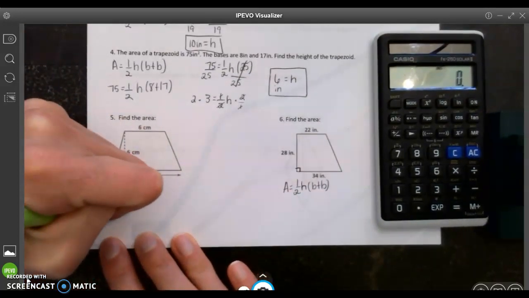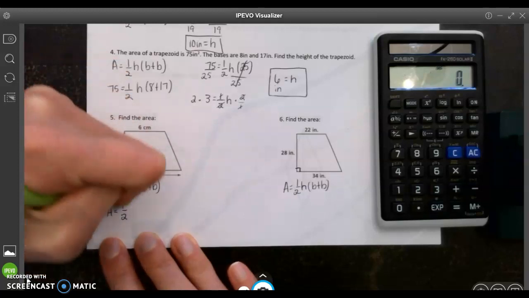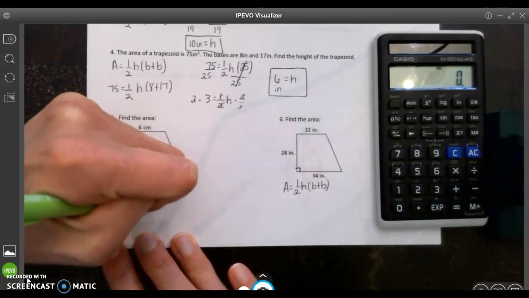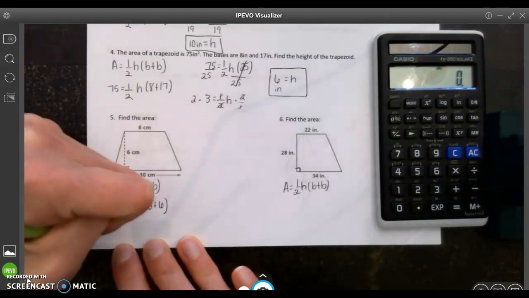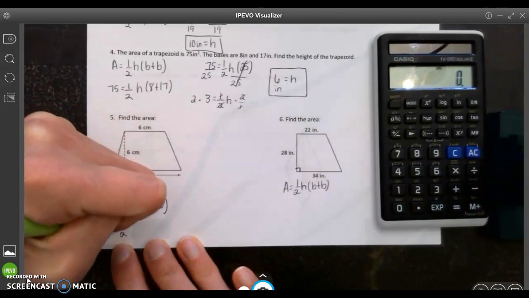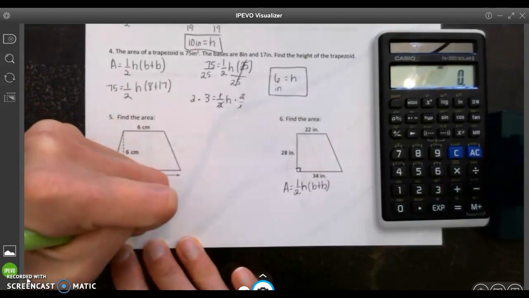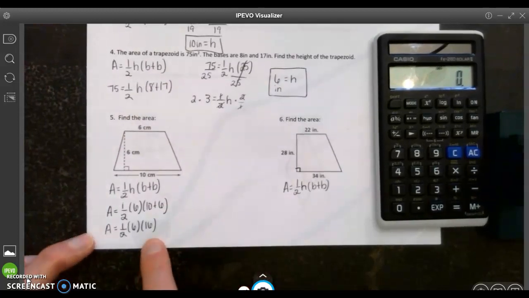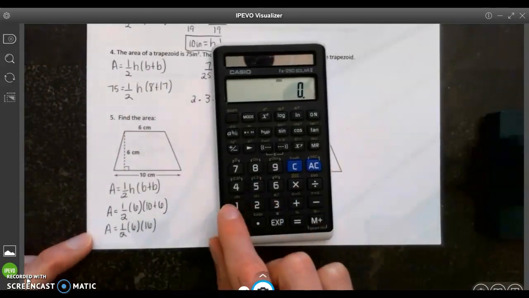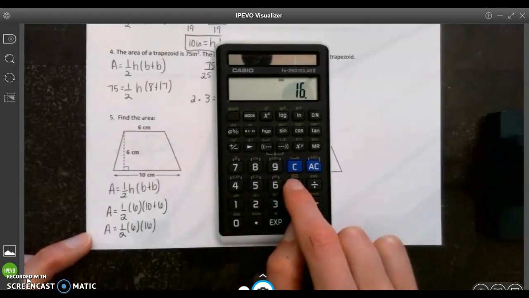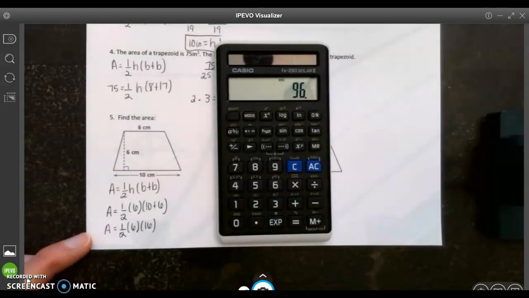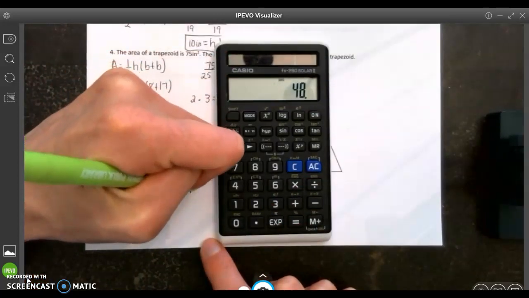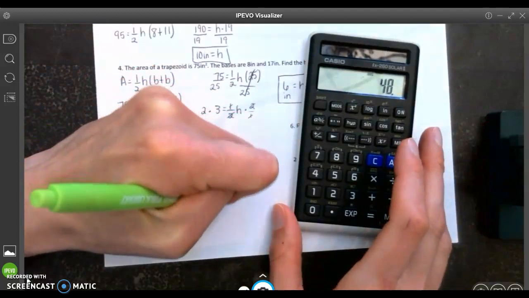Area equals 1/2 of the height, 6, times the 2 bases, 10 plus 6. I'm going to add first, so area equals 1/2 times 6 times 16. 10 plus 6 is 16. So all I did there was I added 10 plus 6. Then I like to work right to left and do 16 times 6 equals 96. I want half of 96, so I'm dividing by 2. And my area equals 48 centimeters squared.